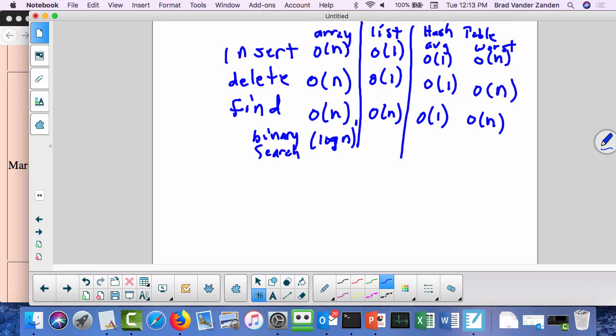Okay, so it seems like we already have a rather good search structure. Of these 3 search structures, which seems to be the best on average? Hash table by a long shot. All 3 of its operations tend to be constant time. So why would we even think about trying to find other ways to organize our data?